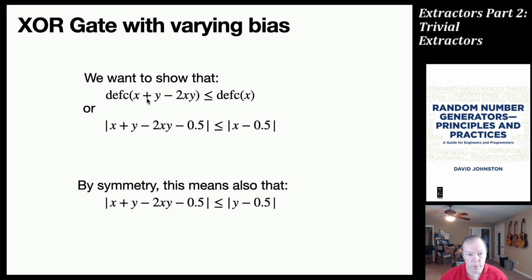So we want to show that the deficiency of the output bias, X plus Y minus 2XY, is less than the deficiency of the input bias, X. Now that's only one of the pins, but if we can prove this, it's sufficient to show that this deficiency is better than the deficiency of the Y input, because you can just swap the labels and everything still holds. So we just have to prove it for one pin, and we've proven it for the other.